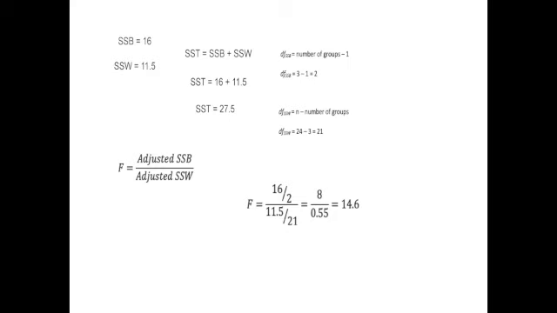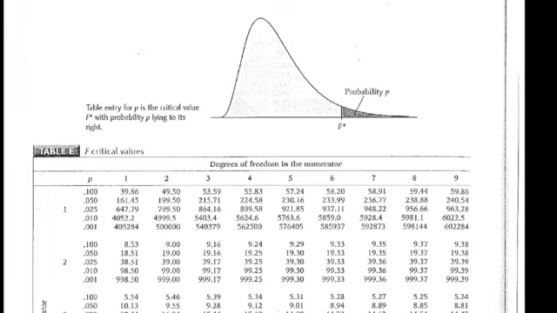Then we would need to consult an F distribution table or a statistical program to determine whether or not a value of 14.6 is sufficiently past the critical value of F to reject the null hypothesis at a 95% confidence level. So here is an F distribution table with the critical values. You have to figure out the degrees of freedom in the numerator and the degrees of freedom in the denominator. Use the table with the degrees of freedom in the numerator along the top columns and the degrees of freedom in the denominator along the rows.